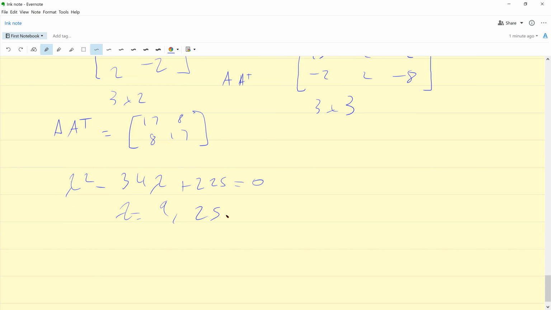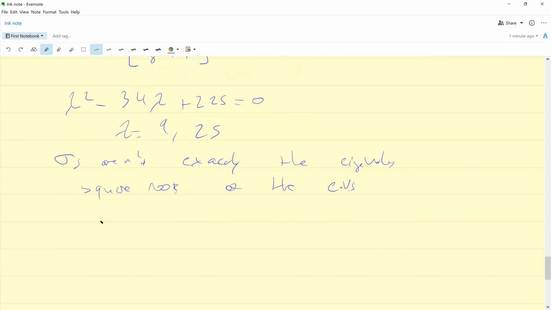I think I made a mistake here. The singular values aren't exactly the eigenvalues. They're going to be the square roots of the eigenvalues. Essentially just because we're multiplying by A and A transpose, so it's kind of going to be twice as big as the actual thing we want to get. So we need to take the square root to actually get these values on the diagonal.